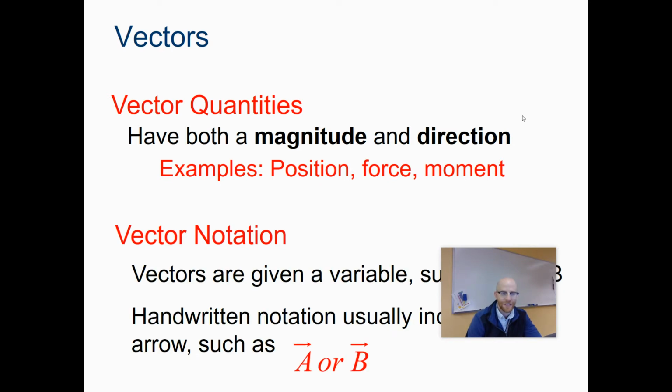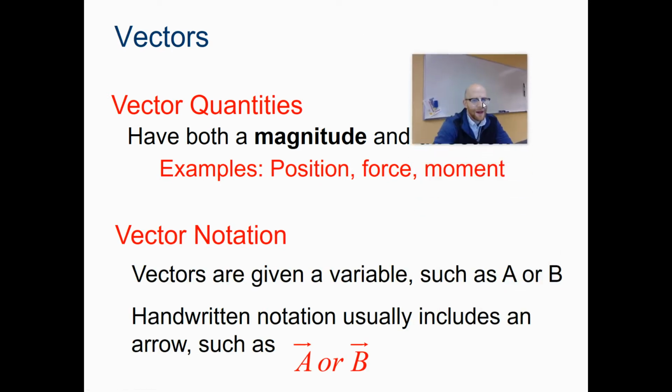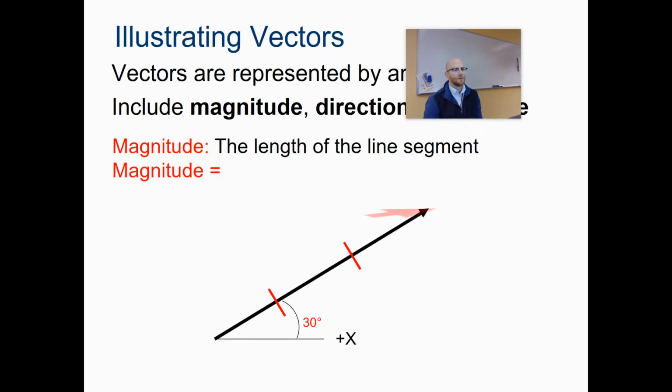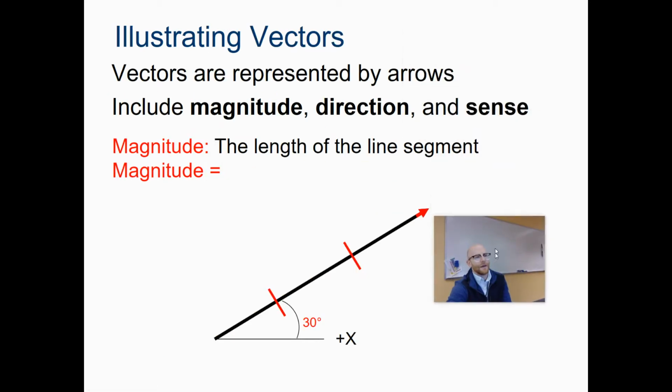Force vector notation. That's what we're going to talk about, and how you answer some of the questions on the assignment. So vectors are given a variable such as A or B. Handwritten notations usually include an arrow above them, such as A or B. Hey, that's a vector. It has magnitude and a direction. Yay, wonderful.